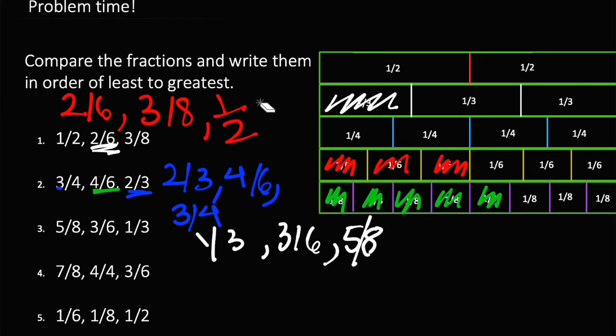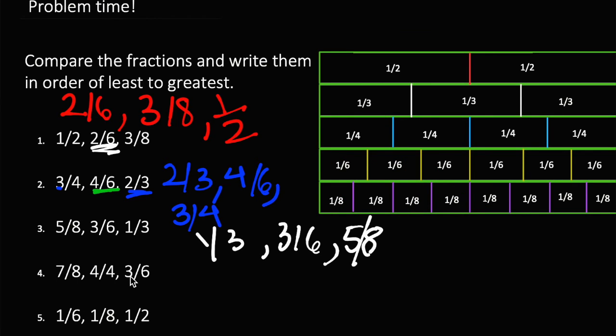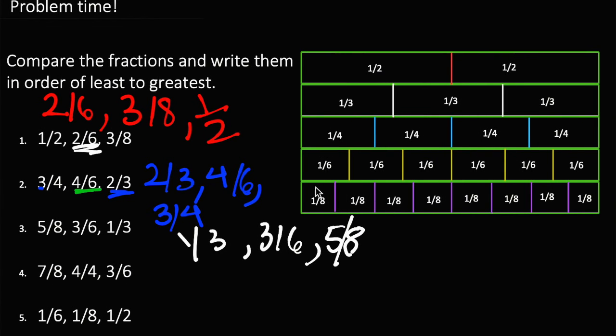Let's do our next problem now. So we see that there's 7/8, 4/4, and 3/6. Well, that's no problem. Let's just shade them in here. 1, 2, 3, 4, 5, 6, 7. That's nearly 1, but not quite. We still have one more 8 to go. Now we're going to do 4/4.